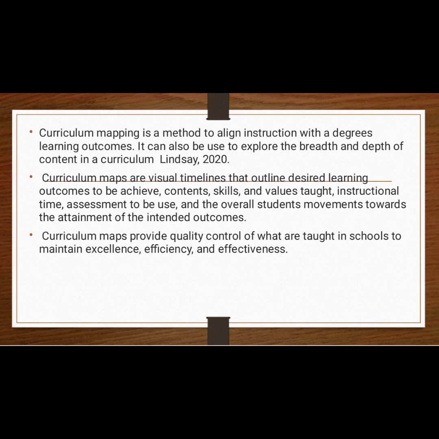Curriculum maps are visual timelines that outline the shared learning outcomes to be achieved, contents, skills, and values taught, instructional time, assessment to be used, and the overall students' movements toward the attainment of the intended outcomes. Curriculum maps provide quality control of what is taught in school to maintain excellence, efficiency, and effectiveness.